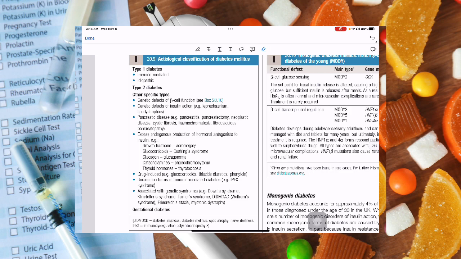Other endocrine disease can lead to hyperglycemia, like growth hormone in acromegaly. Steroid in Cushing syndrome can lead to hyperglycemia. Glucagon in glucagonoma, catecholamine in pheochromocytoma, and thyroid hormone in thyrotoxicosis. All these antagonize the action of insulin, thereby increasing blood glucose level.